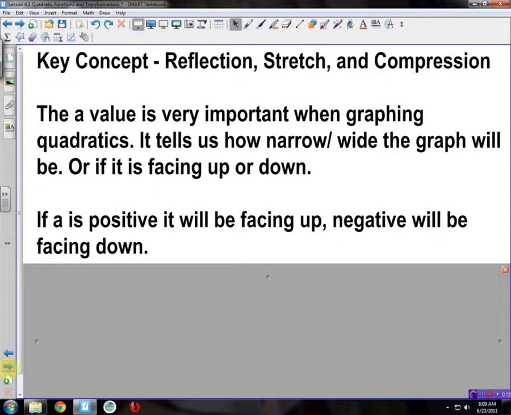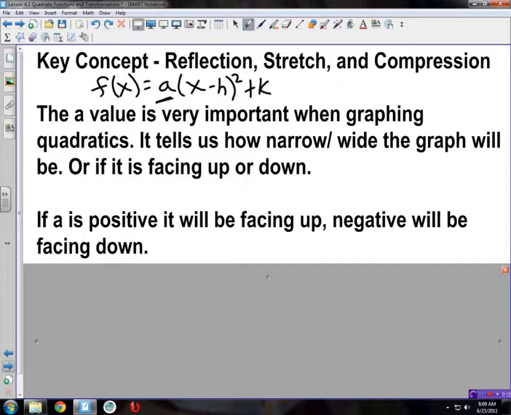And this is basically what I just touched on about the compressions and stuff like that. What this does is it gives us a little bit more information. It says the A value, and the A value in our equations is very important. And our A value for vertex form is right here: a(x minus h) squared plus k. See, our A value is right there. The A value is very important when graphing quadratics.